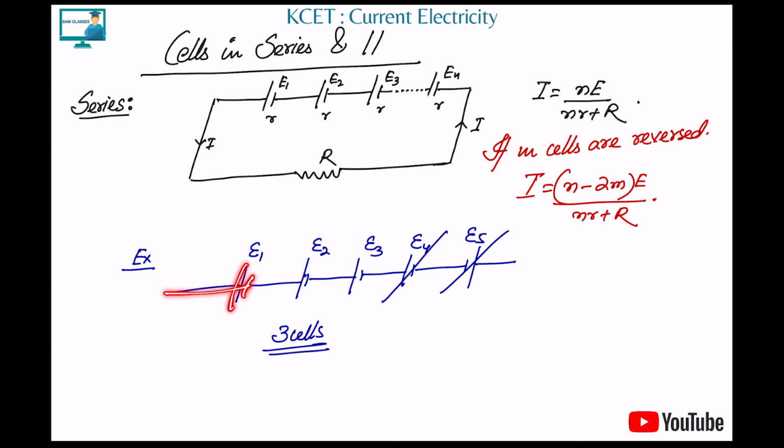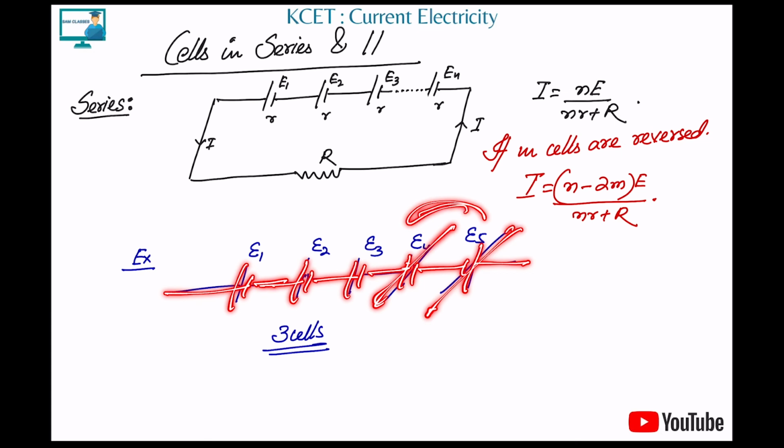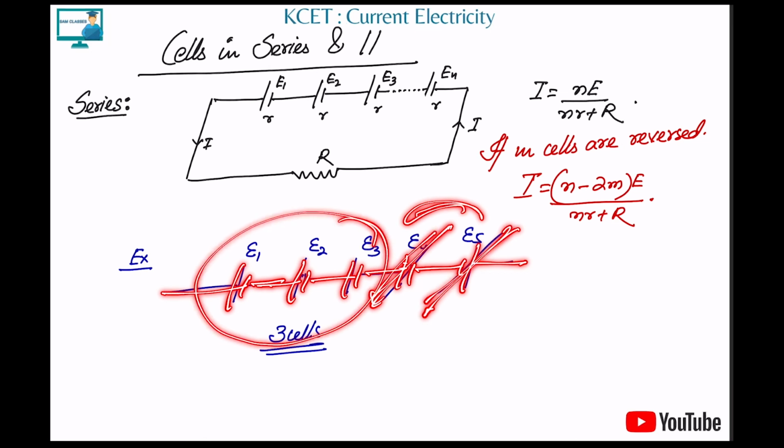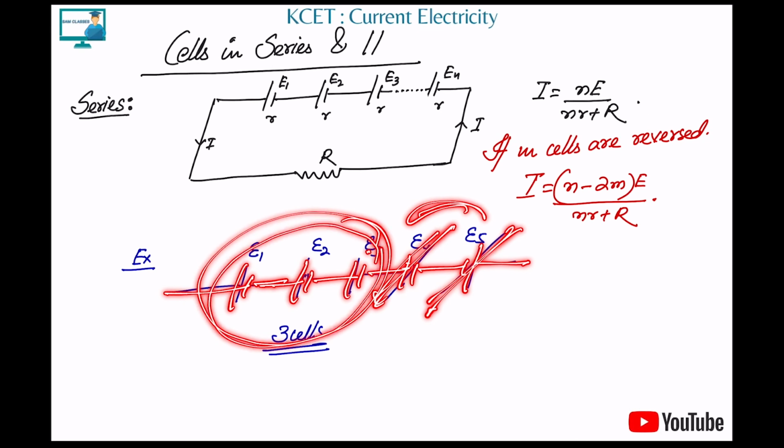You have, let's say, 5 batteries, out of which 4 are in series connection and one is opposite. So what will happen? This E5 will cancel the E4 if they are both identical. E5 and E4 will be cancelled. So how much will be left? Though we have 5, 2 of them got destroyed because one was positive, one was negative. So we have just 3.